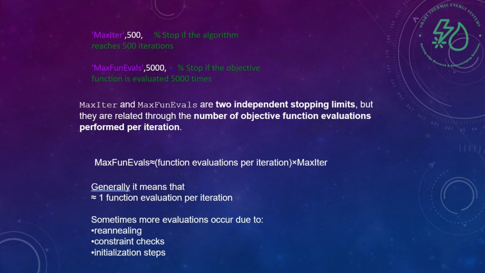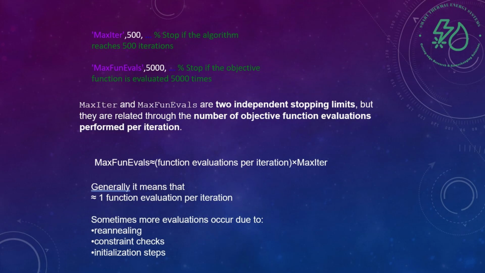We can say the maximum function evaluations is estimated by multiplying evaluations per iteration by the total number of iteration. Generally, it means that it is approximately equal to 1 per iteration.